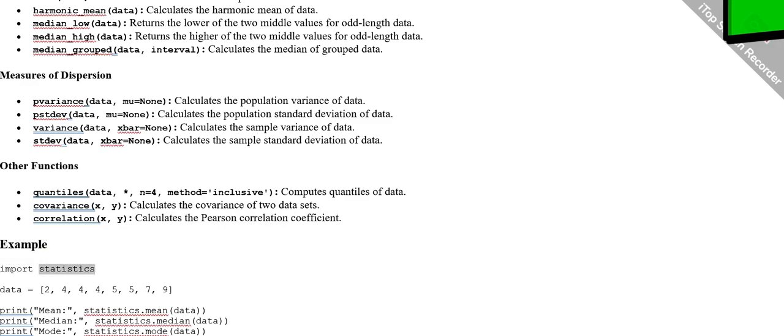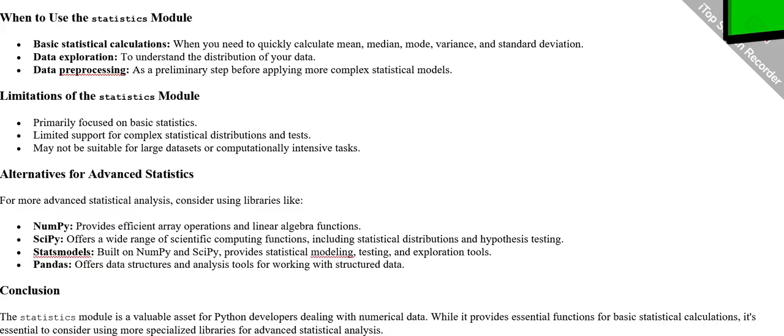Example. import statistics. data = [2, 4, 4, 4, 5, 5, 7, 9]. print('Mean:', statistics.mean(data)). print('Median:', statistics.median(data)). print('Mode:', statistics.mode(data)). print('Variance:', statistics.variance(data)). print('Standard deviation:', statistics.stdev(data)).